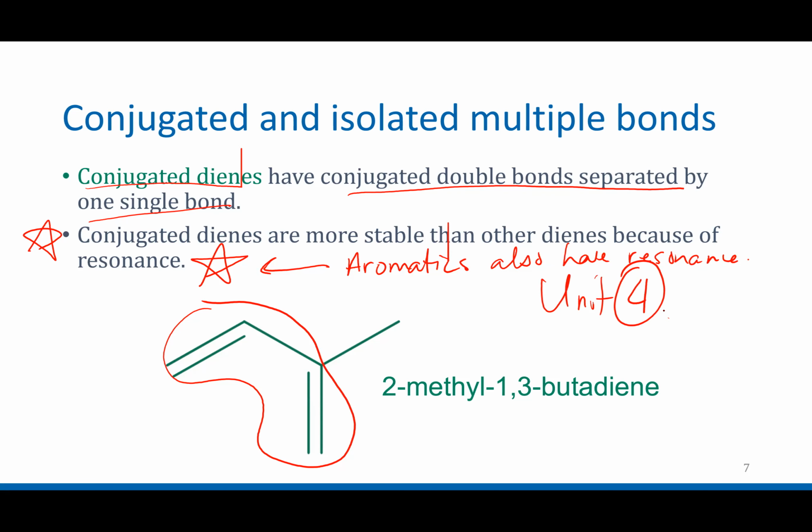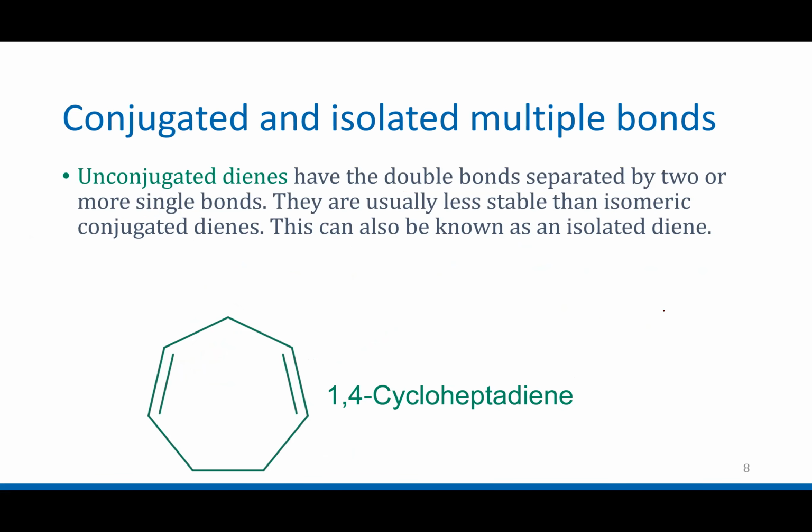Okay, I'll do a little review of this in a second. Unconjugated, they don't follow any of these principles. They're not touching the same carbon. They're not split apart by one carbon. They're just double bonds separated by 2 or more single bonds. They're less stable than other types of dienes. So there's 3 types. That's pretty fast getting through there. Let me just explain them for you.